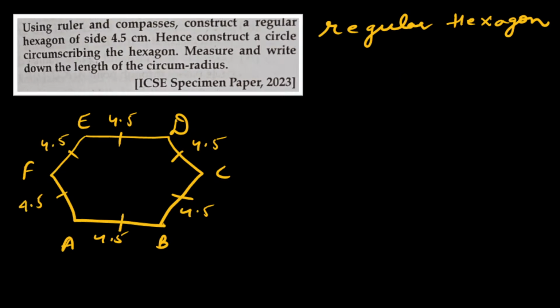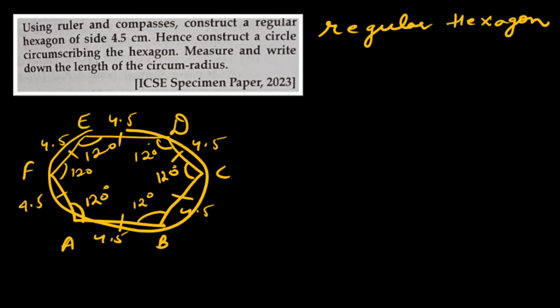And all angles are also the same. So each angle of a hexagon is 120 degree. Each angle of a regular hexagon is 120 degree. So this you should know, 120 degree. This is also 120 degree, and this is also 120 degree. We have to draw a circle circumscribing. So circumscribing means it should be outside, like this. The circle should be outside.